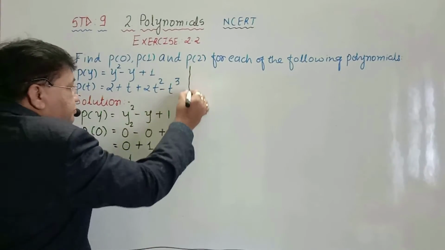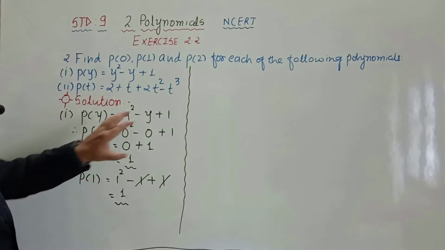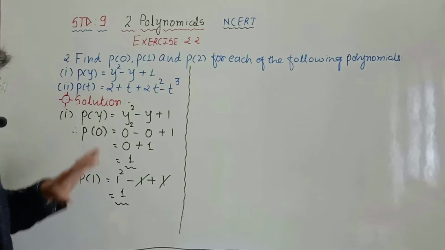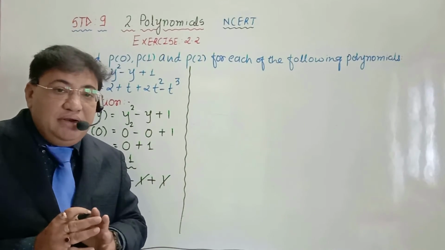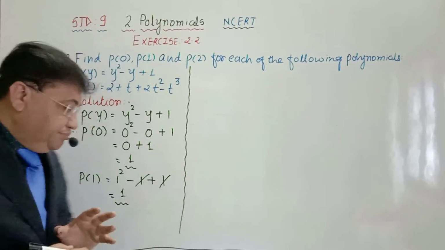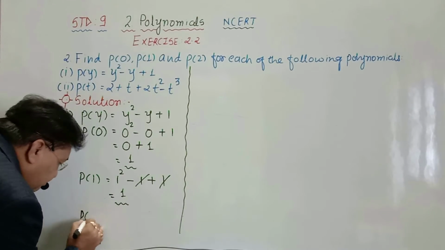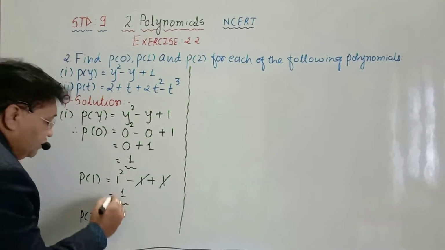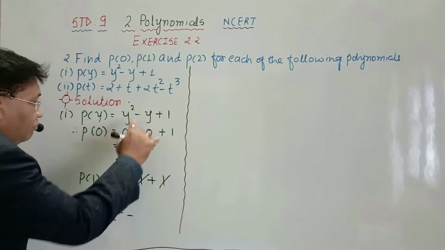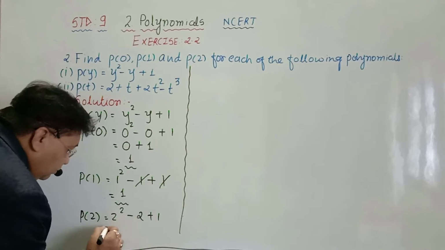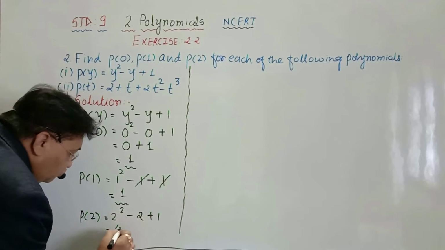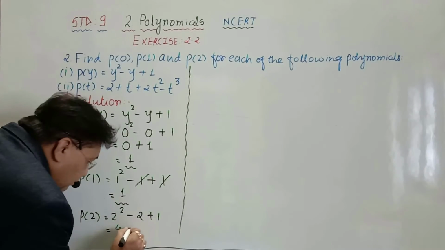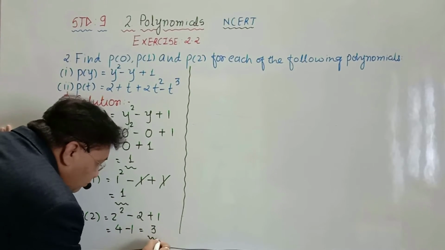Now here we want P2. So in the polynomial P(y) is equal to y square minus y plus 1, in place of y we write 2. In the RHS we write 2 square minus 2 plus 1. 2 square is equal to 4, and minus 2 plus 1 gives minus 1. 4 minus 1 is equal to 3.